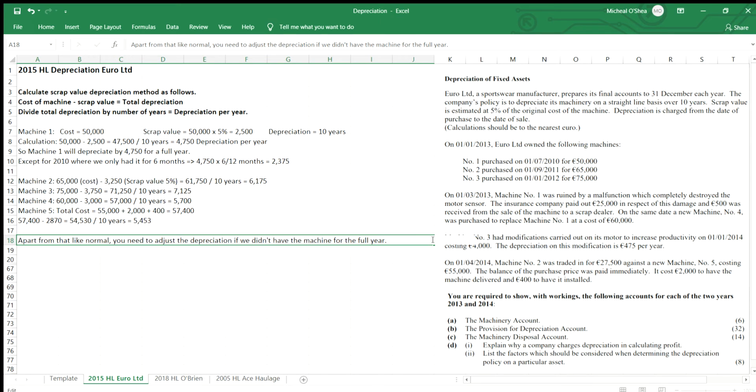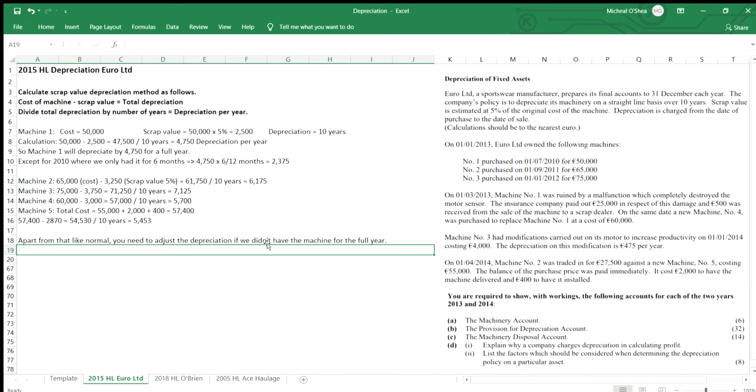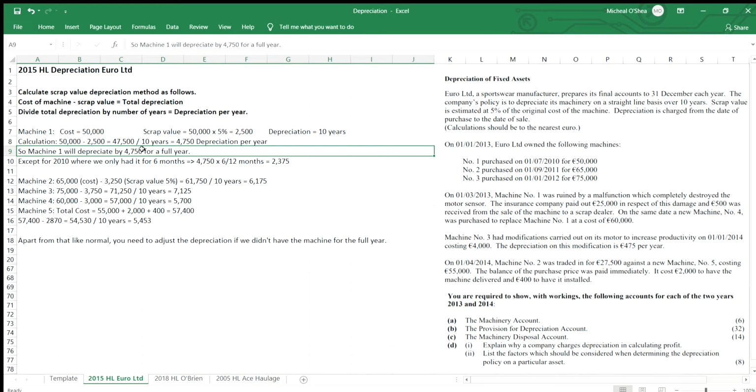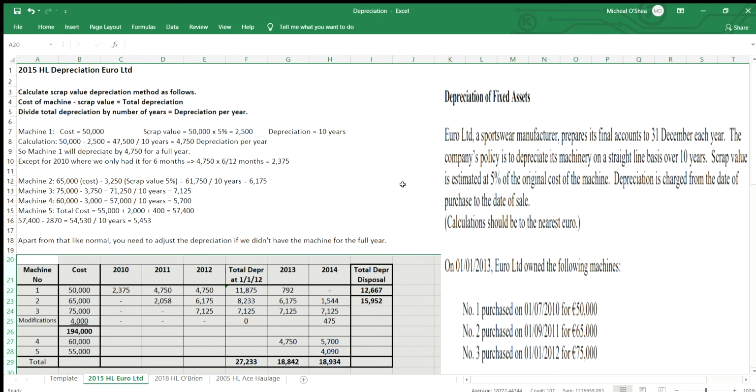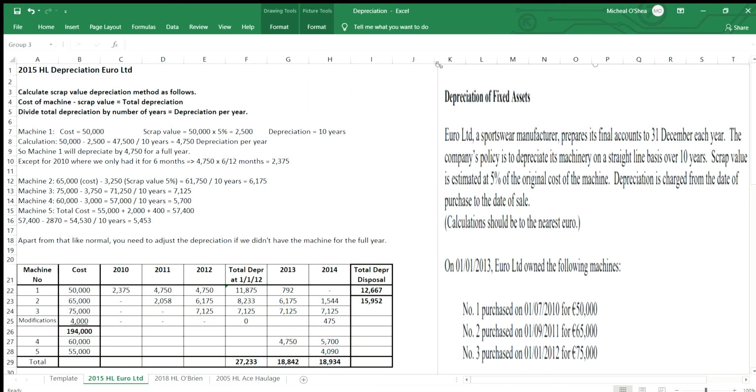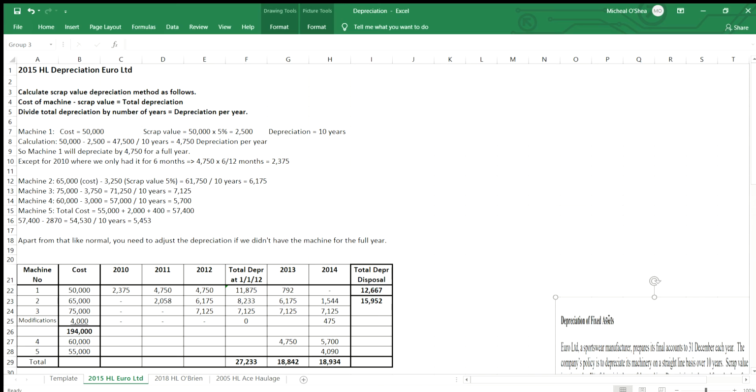So I'm just going to clear that in a second. But I've shown it above here that what I said is that if you don't have it for a full year, then you need to find how much depreciation you had for that specific year. And I showed it up here that for machine 1, depreciation per year is 4,750. And obviously for that year, we only had it for 6 months for 2010. So that's how I worked that out. Now I've hidden the table because it takes quite a bit of time to do up in real time. So I've done it previously in advance, and we'll look at it here now.